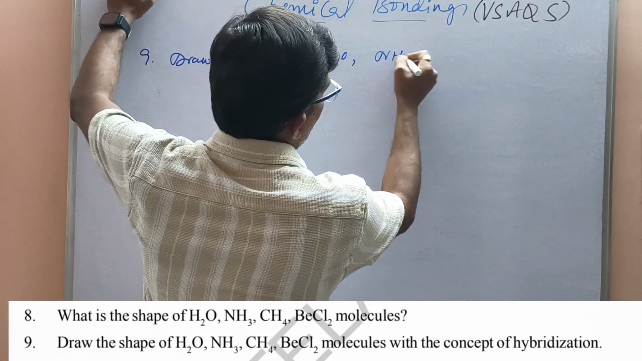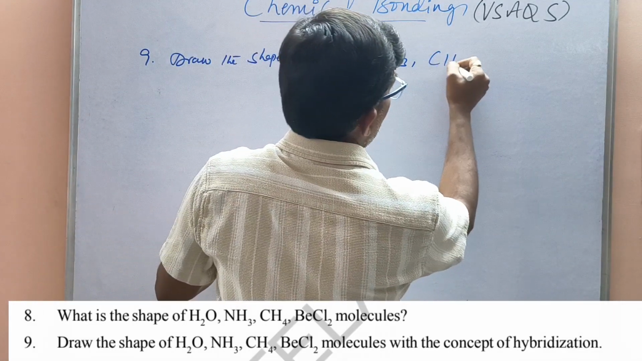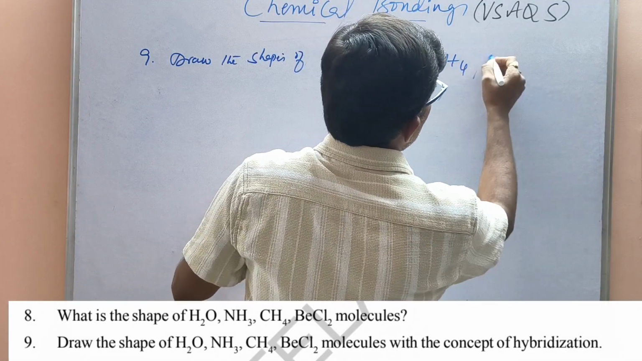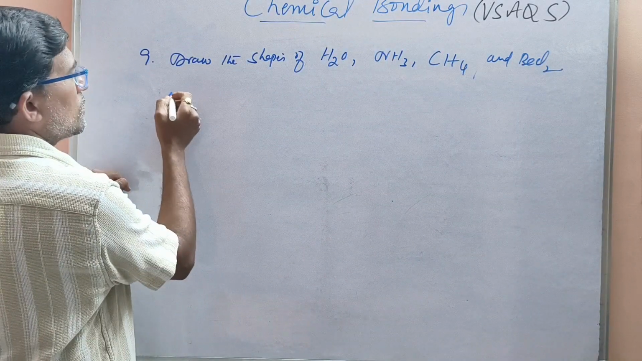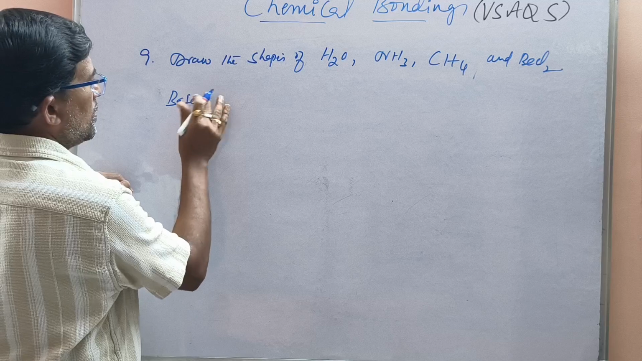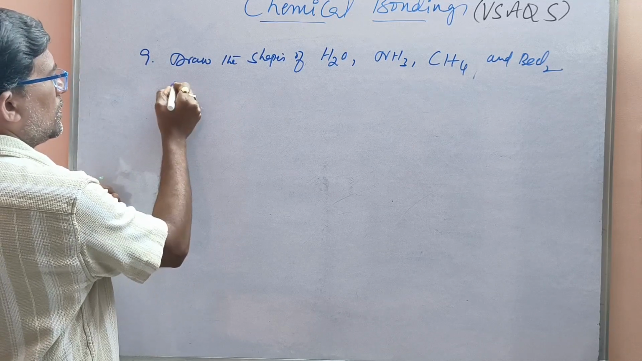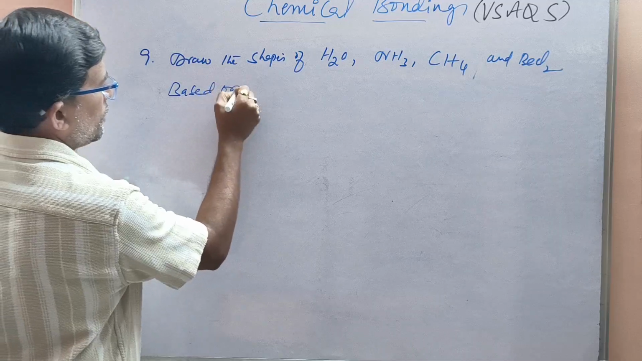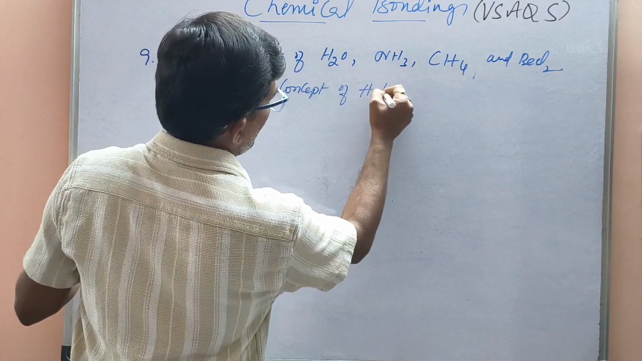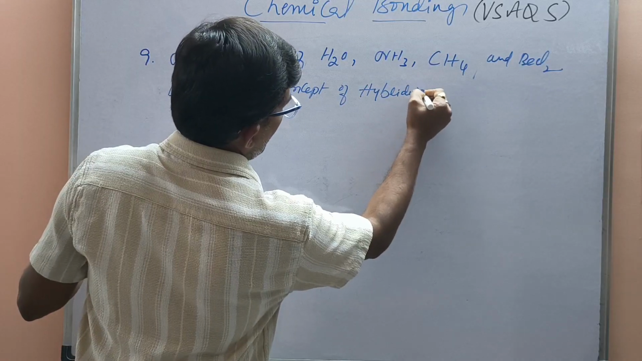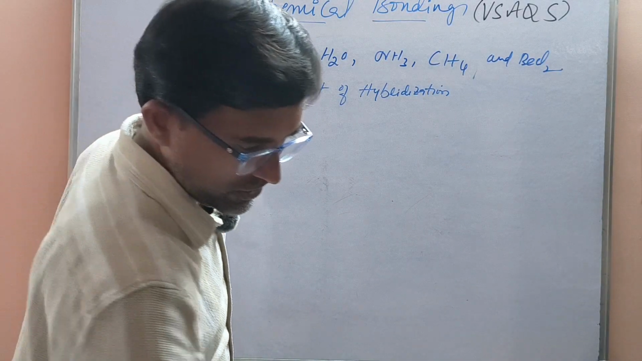Next, 9th question is draw the shapes of H2O, NH3, CH4 and BeCl2 molecules based on the concept of hybridization.